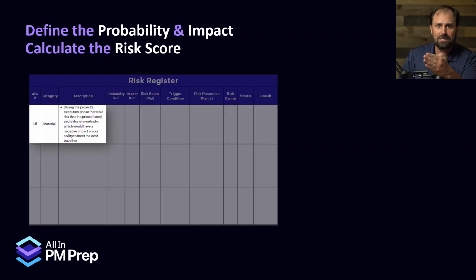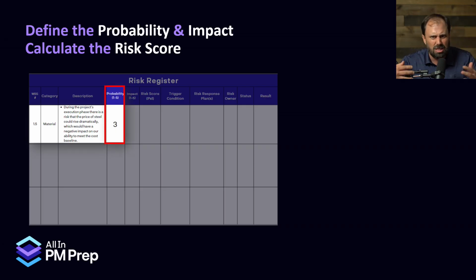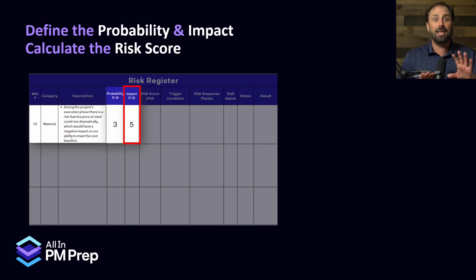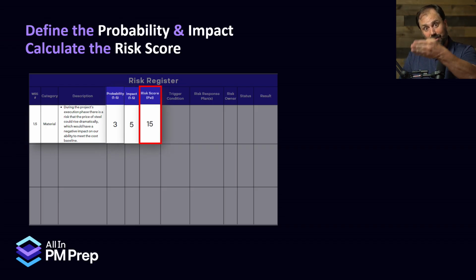Now, for our material cost rising risk, we got people together and we said, how likely is this? We talked to the economists. We talked to the people that have been around for a while that know the steel game, whatever that is. And they said the probability of this happening is like a 3 out of 5. So we wrote it down. We said, if it does happen, how bad is it? And they go, woo boy, it is a 5 out of 5. So what we do is we multiply that 3 times the 5 and we get 15. Easy peasy, lemon squeezy. All right, so that's a 15 ranked risk right there.